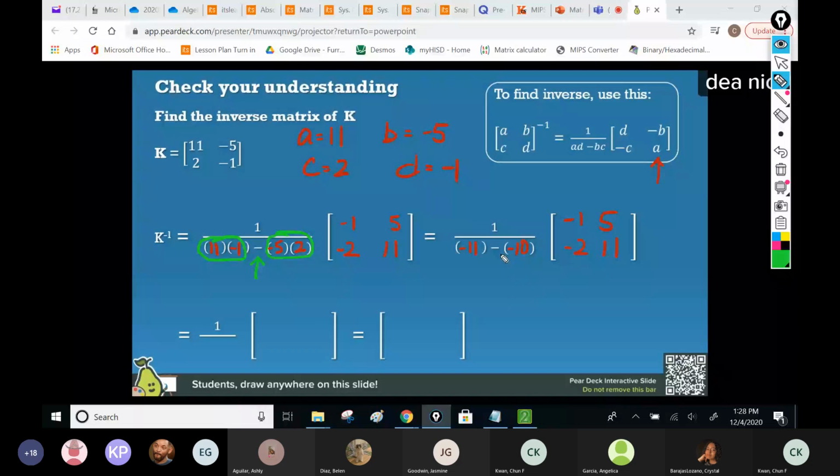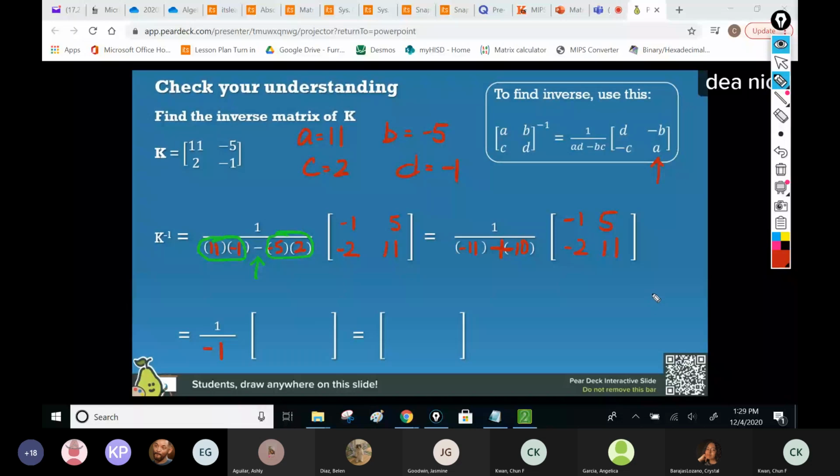All right, now you want to look at right here when you have a minus -10. Minus and the negative becomes a positive. So now you have a plus. So -11 plus 10, you will have a -1.